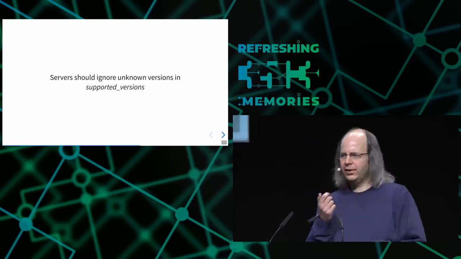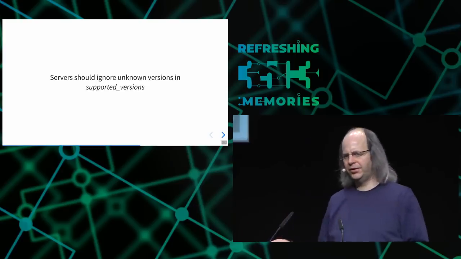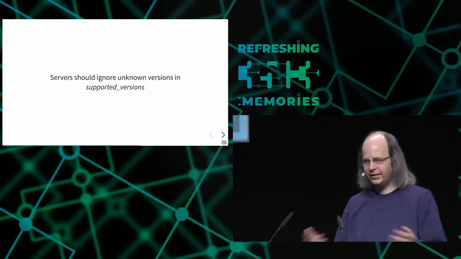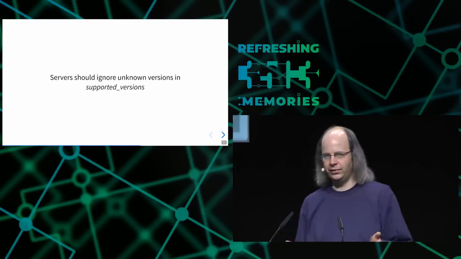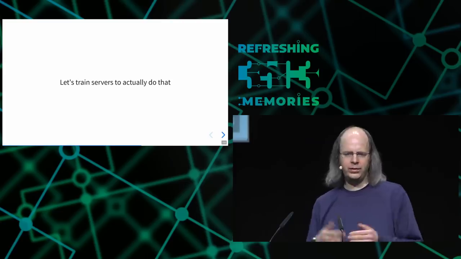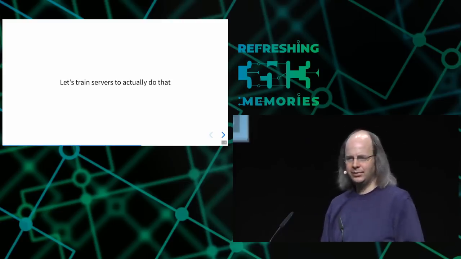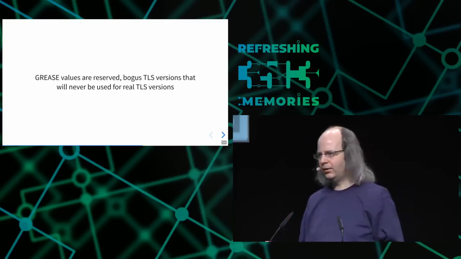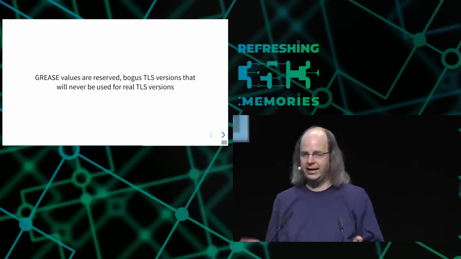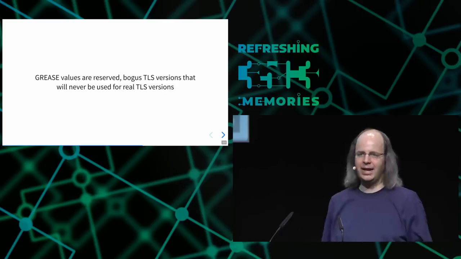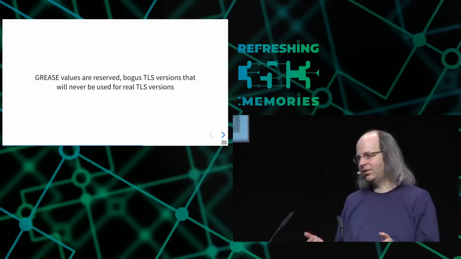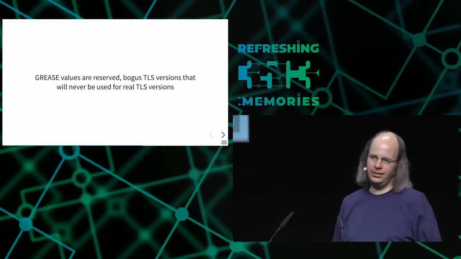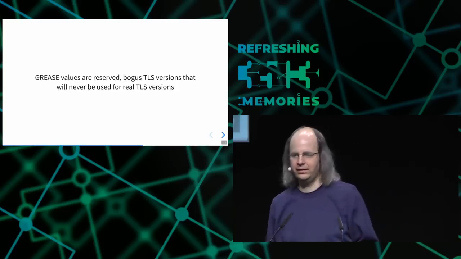And the idea here is, okay, a server should just ignore unknown versions in this extension. It gets a list of TLS versions, and if there's one in there that it doesn't know about, it should just ignore it, and then connect with one of the versions it knows about. So we could try to train servers to actually do that. We're just sending random bogus TLS versions that are reserved values that will never be used for a real TLS version, but we can randomly add them to this extension to make sure that if a server implements this incorrectly, they will hopefully recognize that early because there will be connection failures with normal browsers.